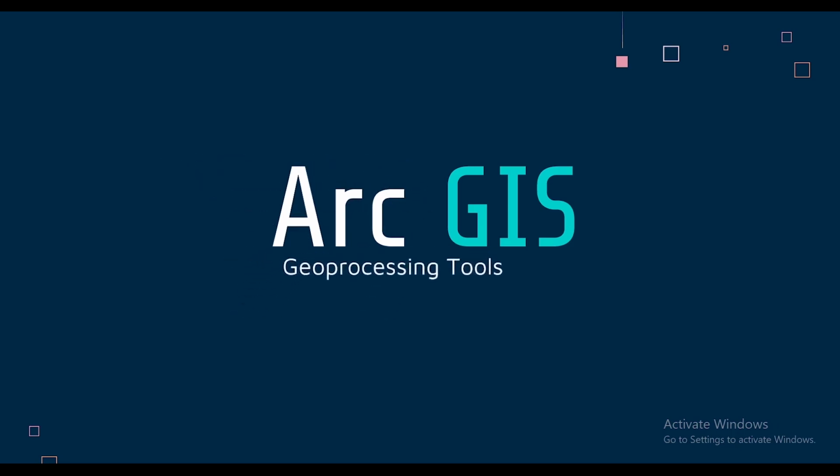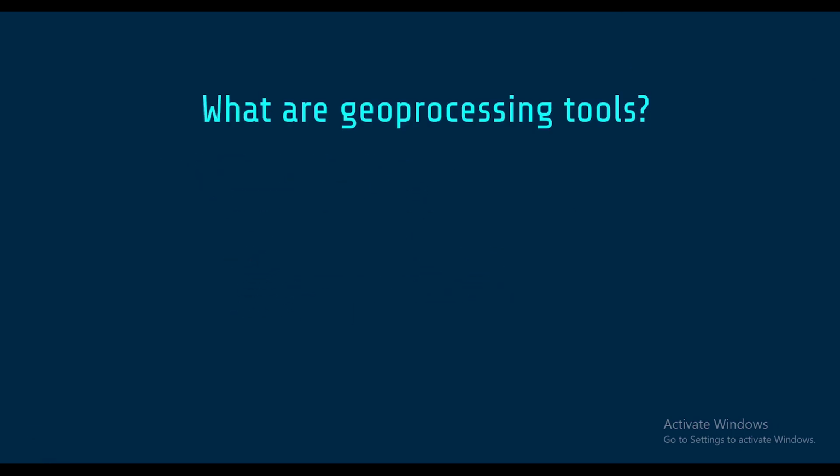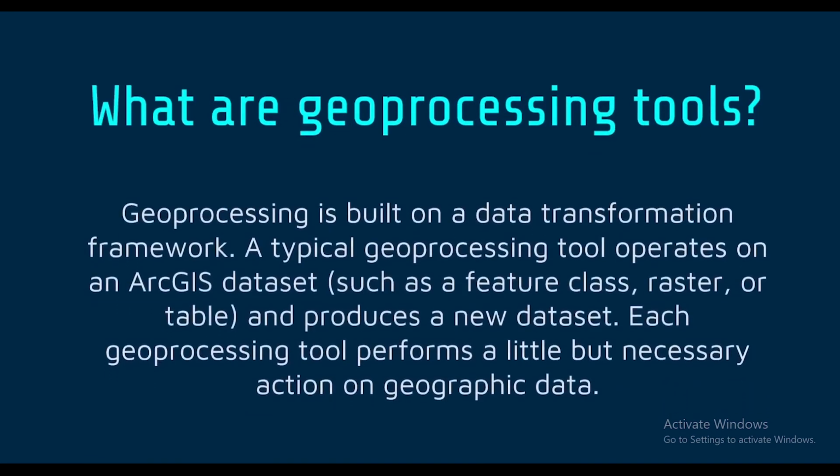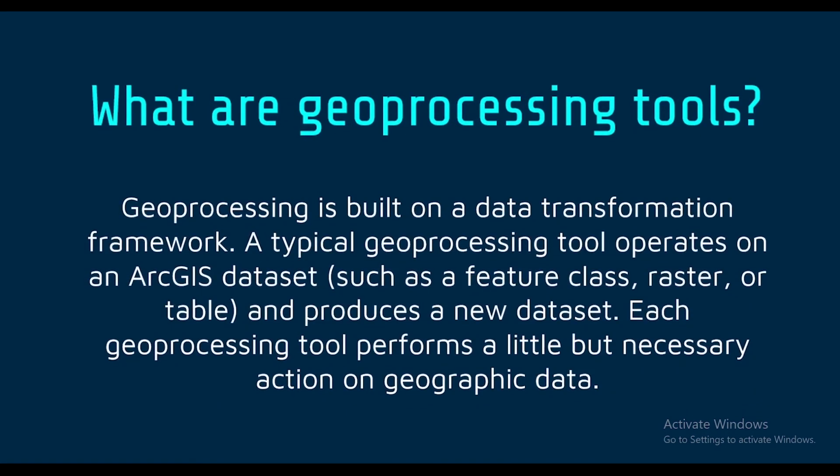The application of geoprocessing tools will be our topic today. So what are geoprocessing tools? Geoprocessing is built on a data transformation framework. A typical geoprocessing tool operates on an ArcGIS dataset, such as a feature class, raster, or table, and produces a new dataset. Each geoprocessing tool performs a little but necessary action on geographic data.